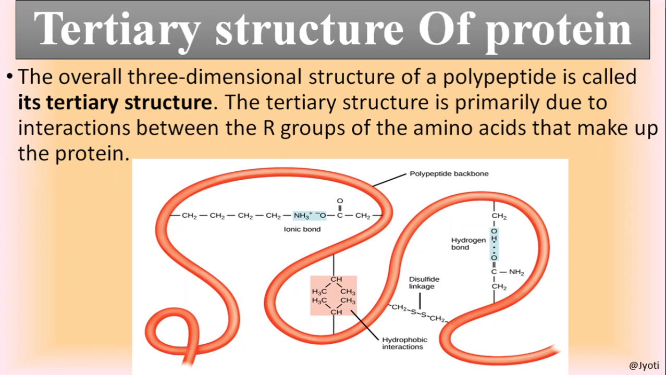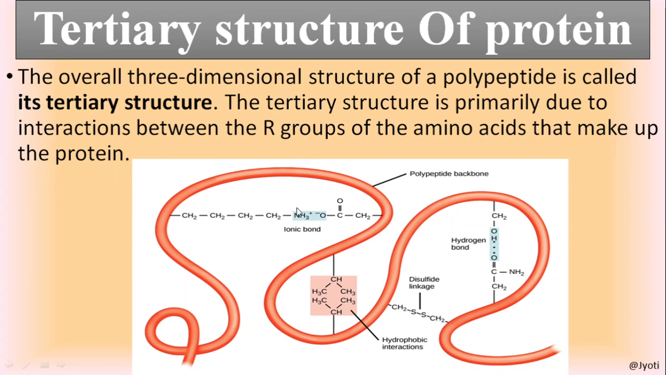Then come to the tertiary structure of protein. The overall three-dimensional structure of a polypeptide is called its tertiary structure. Very, very important. I have told you that the tertiary structure is due to the bonds formed between the R groups, not between the NH or COOH groups. It is due to the interaction between the R groups. So here you can see that this is a polypeptide chain, and how the R groups of amino acids are linked with one another. Here we can see various types of bonds, as I have shown you.